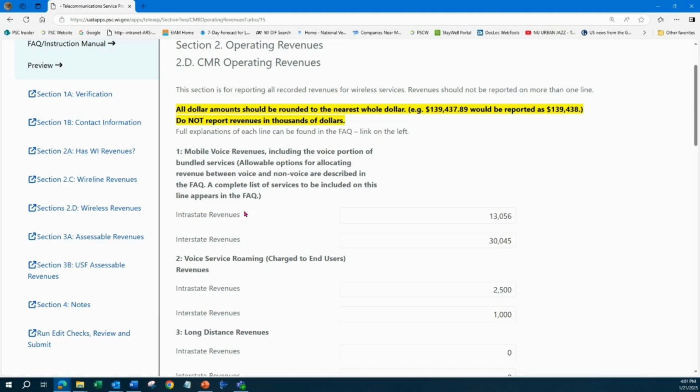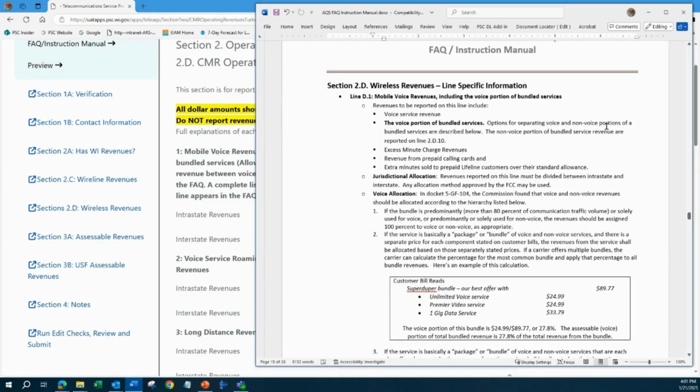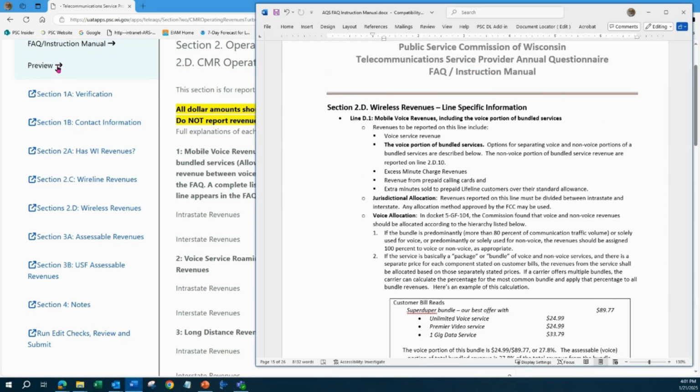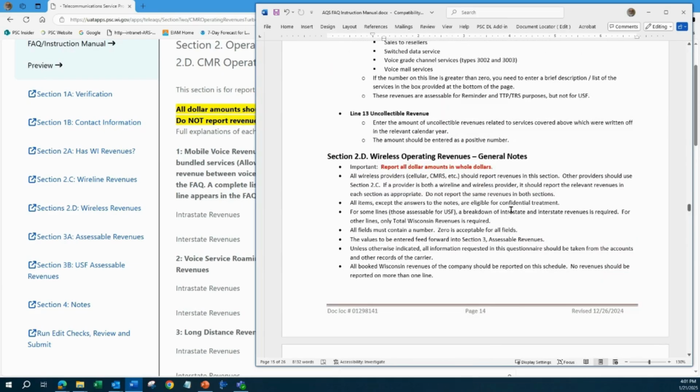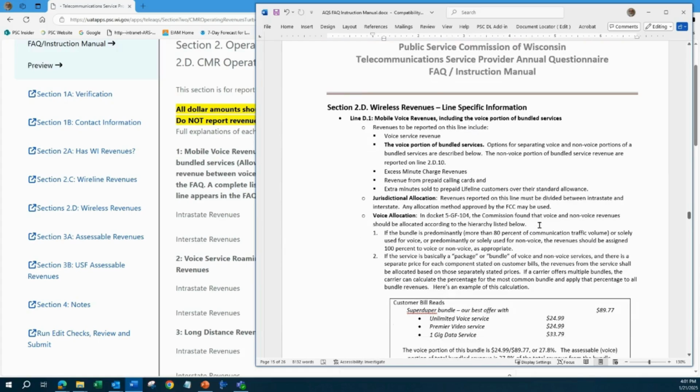And these revenues are also allocated between intrastate and interstate. Only the intrastate portion is assessable for USF. Because that's the way the rules are written, that's why we have to do the jurisdictional split as well. Now, explanations on how to do these are in the FAQ. And this is the FAQ again from the contact button on the left. You go to section 2D, there's talk generally about reporting, and then you get into the specifics.